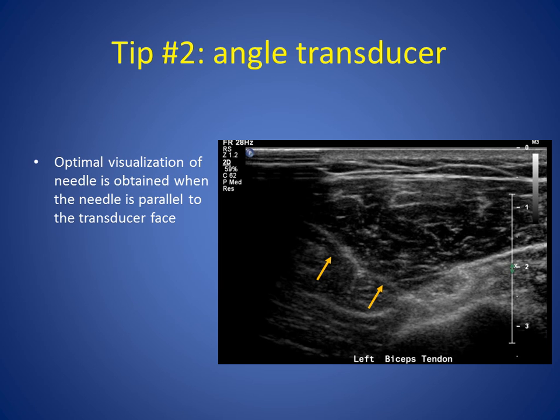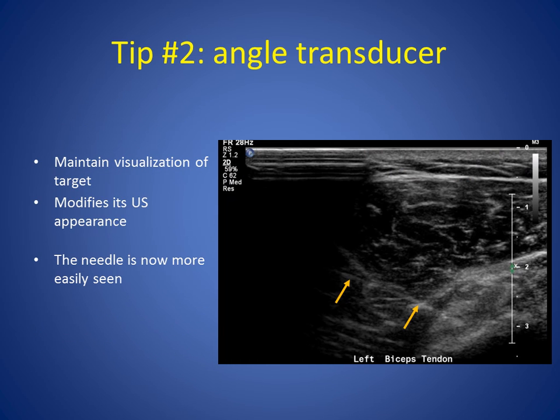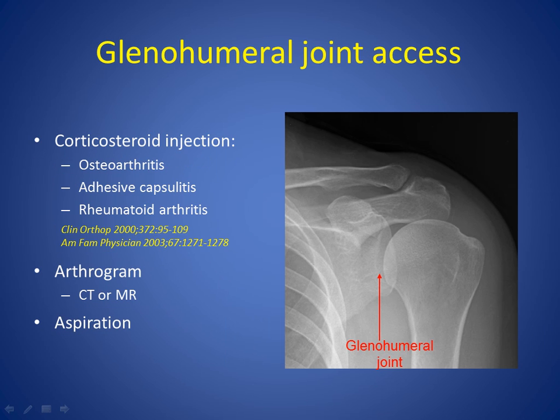Okay, in this case, it's a rather oblique approach. You can see I'm having difficulty seeing the needle. A simple change in your position allows you to leave your needle without having to replace your needle. You simply change the position of your transducer to make it more parallel, and now I have a better visualization of my needle. Keep in mind, it does change the appearance of your target, but as long as you can keep your target in view and your needle, you can get it there. Okay, we'll move on now to the glenohumeral joint access.